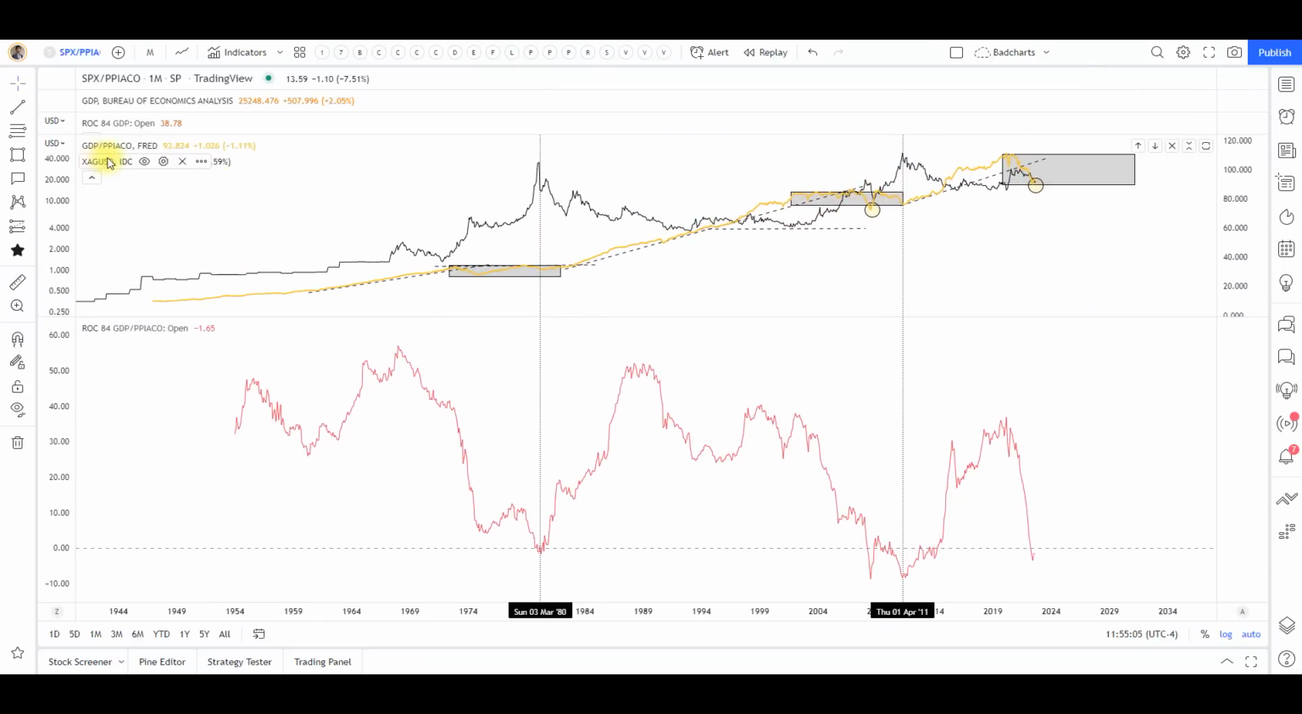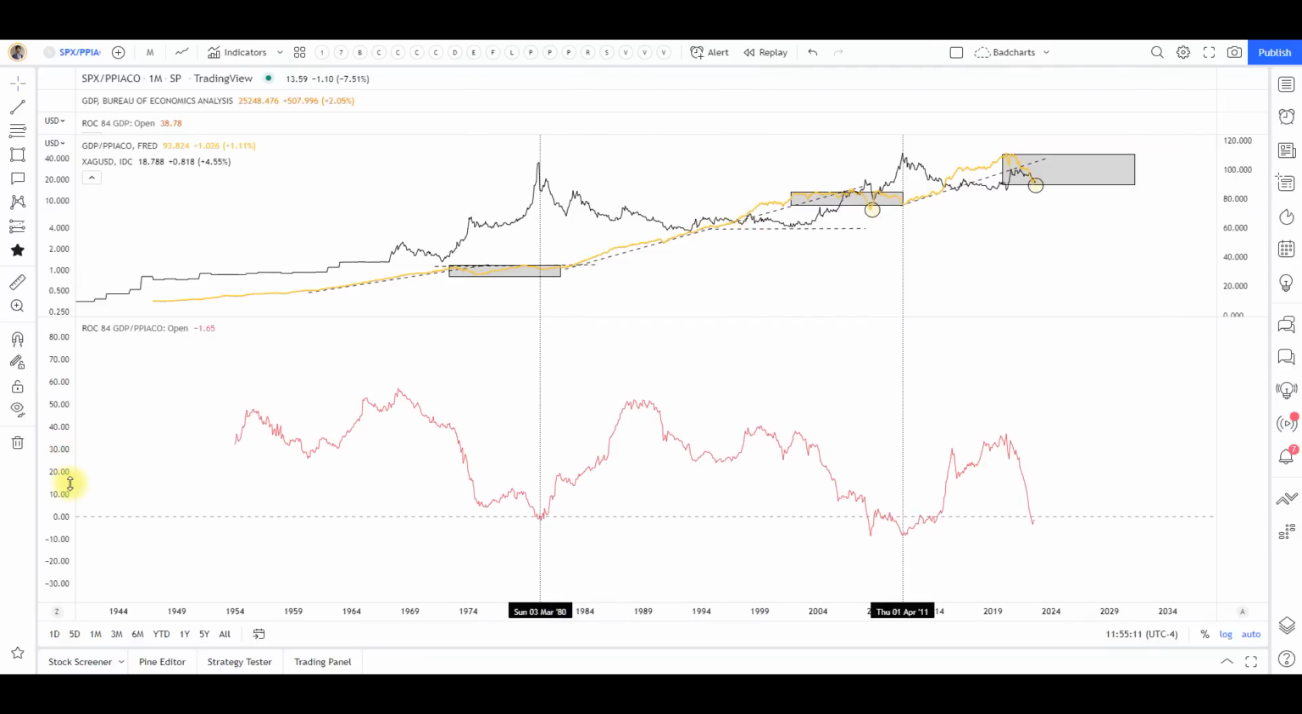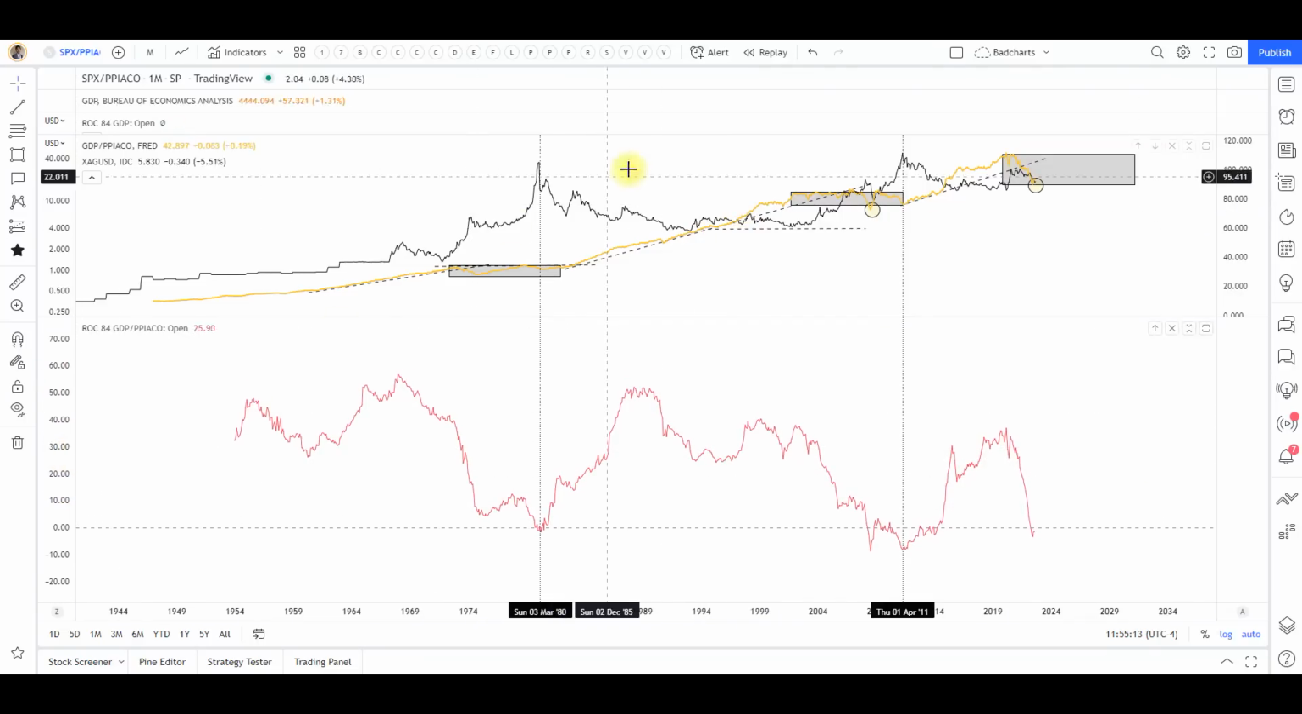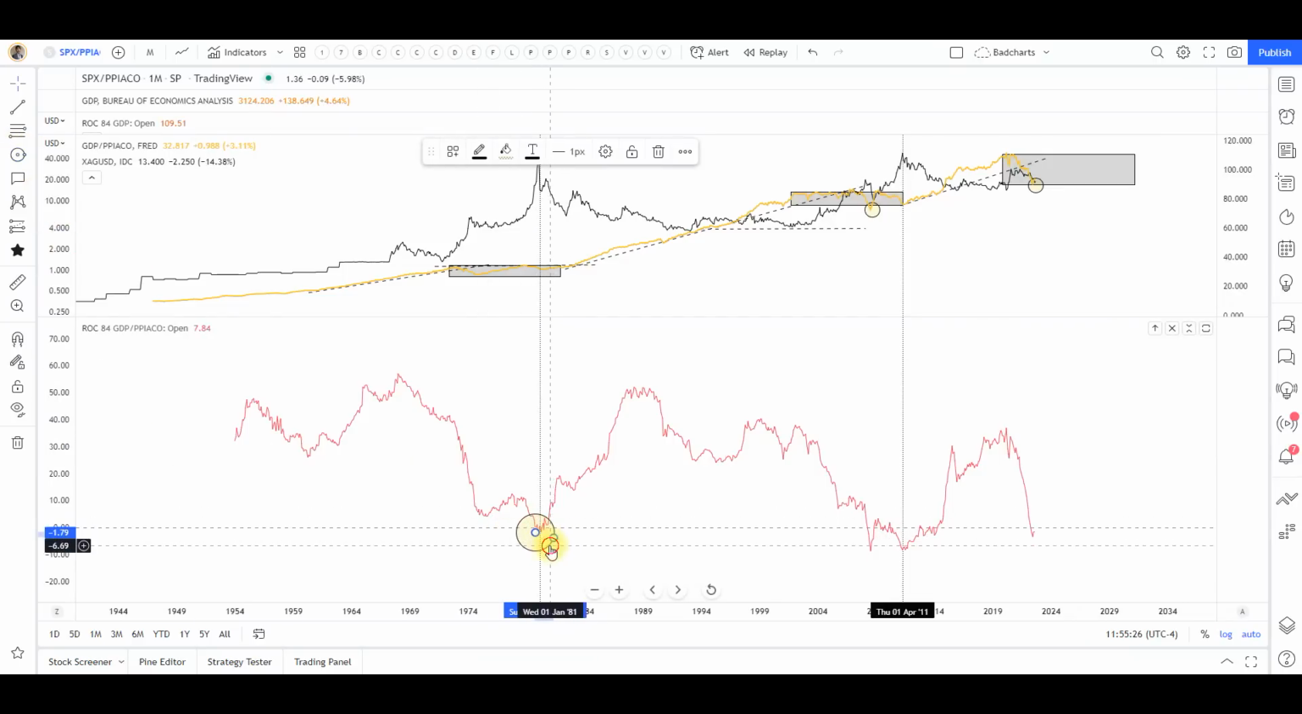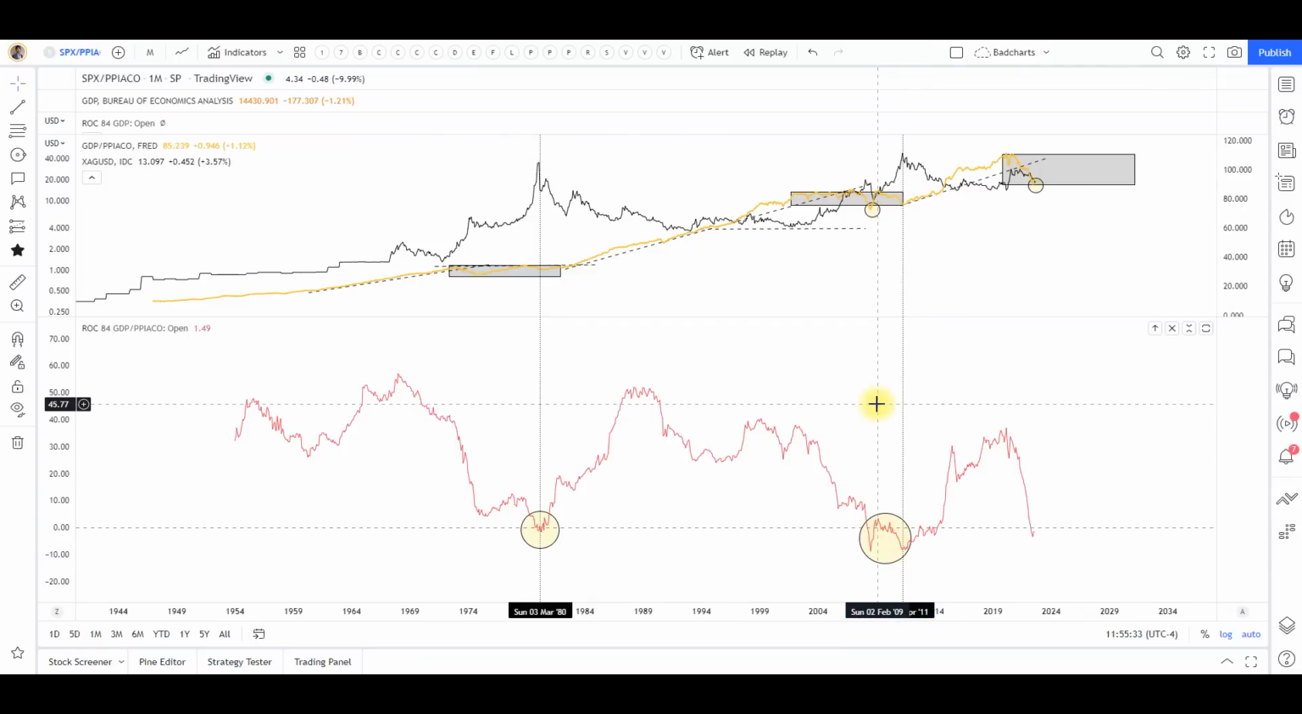So here I have the GDP divided by PPI. I have the silver chart overlaid. Now I have the 7-year rate of change. So that line, you see it's going bottom left to top right, the yellow line. Well, for it to go up, that means the rate of change is usually going to be positive, right? And you see there's only a few occasions where that rate of change is negative. So that's really, really bad for the GDP if it's 7-year rate of change.